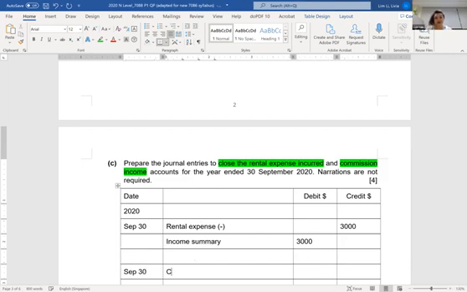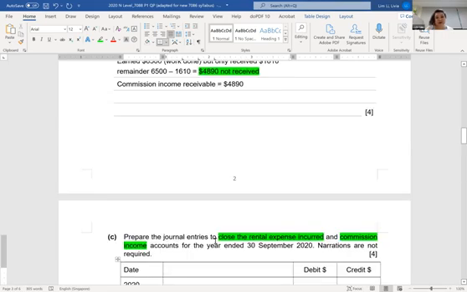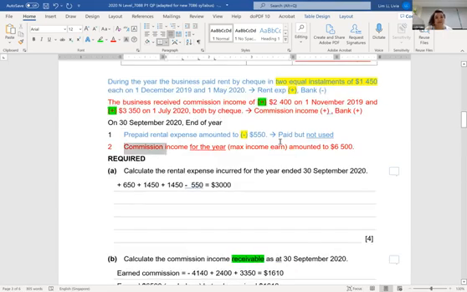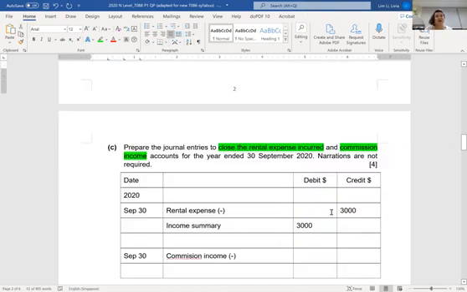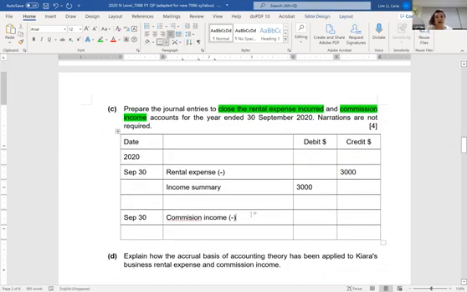Okay, what about commission income? Also minus. Now, how much commission income did you earn in a year? The question tells you that the commission income for the year is 6,500. So you earn 6,500. So commission income minus, the commission income is a debit account. And then after that, we transfer it to income summary.